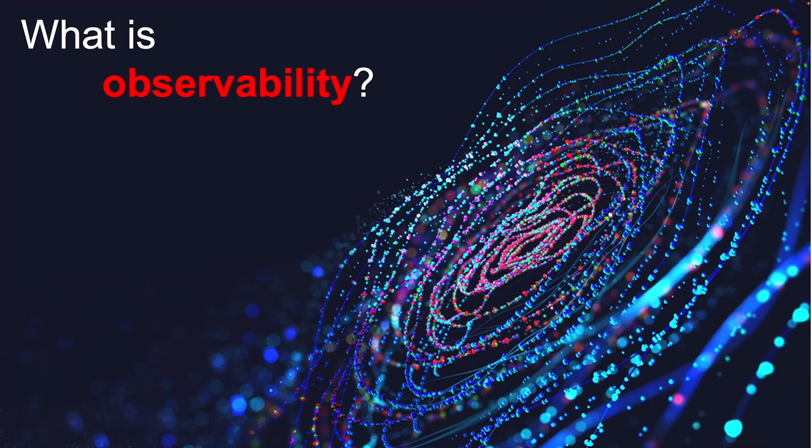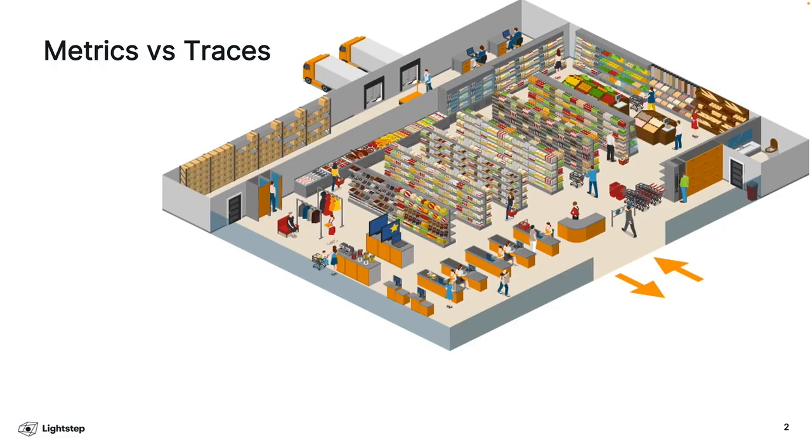Today, I'm going to define what is observability by comparing it to monitoring. For this, I will use the example of a superstore, and I will compare the usage of metrics versus traces.